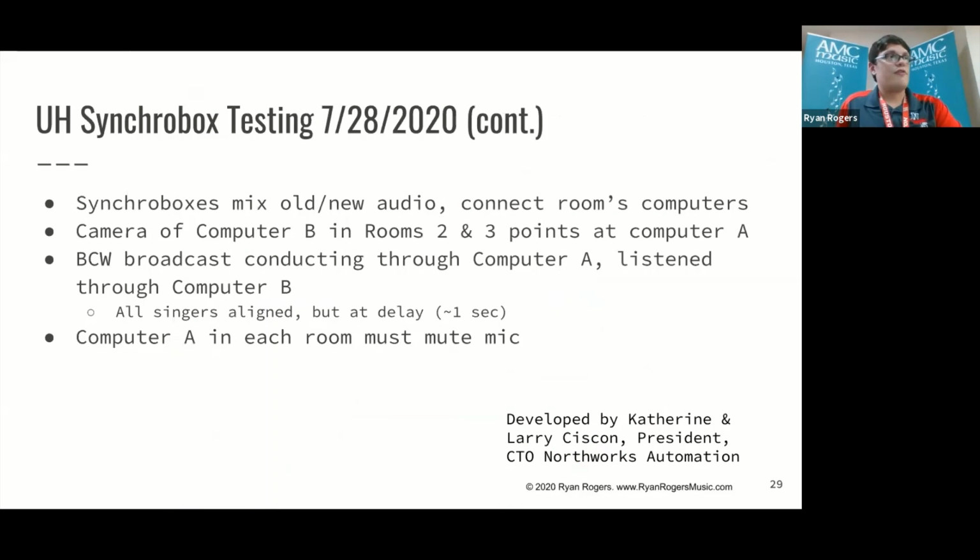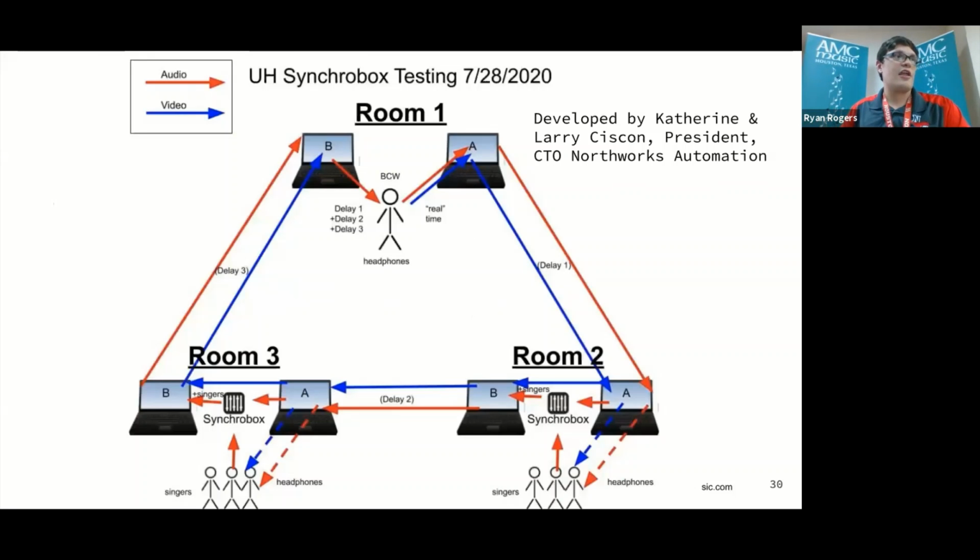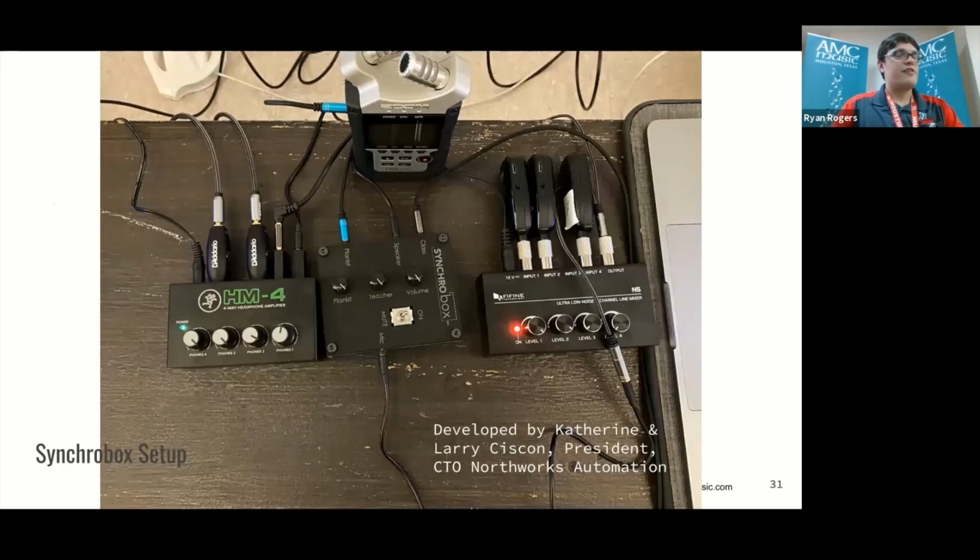Here's a description of the components and more information about how the setup works. This is a picture of kind of what it all looks like in the mess of tangled wires. The Synchrobox itself is essentially just a mixer here in the middle, and it connects the audio from one computer to another computer, which are on two different video conferences.